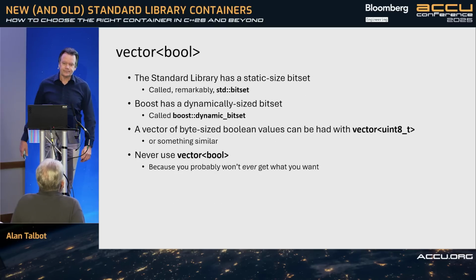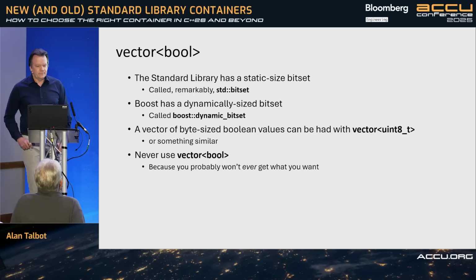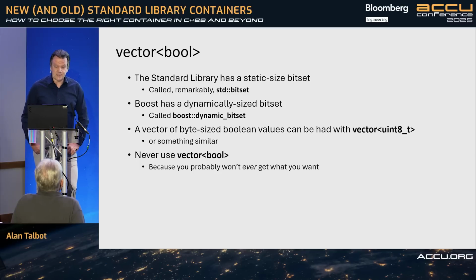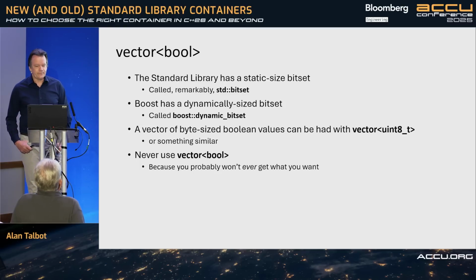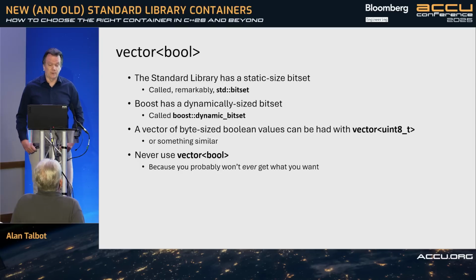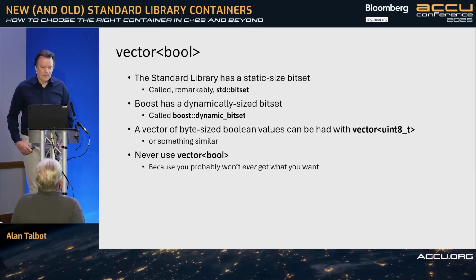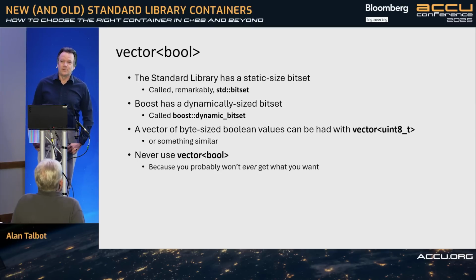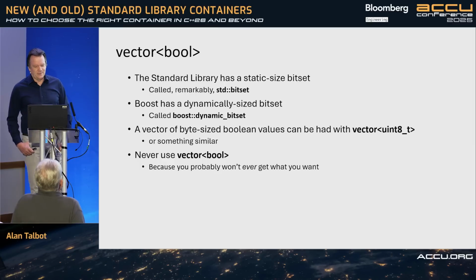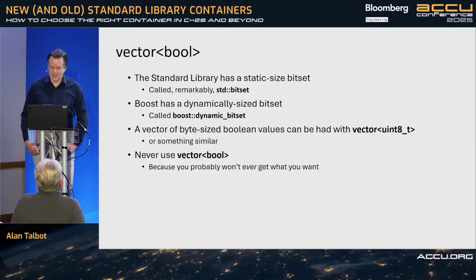So what do you do? Well, the standard library has a bit set, and it's called, amazingly, standard bit set. It's a static bit set, however. If you want a dynamic one, Boost has one called dynamic bit set. If you really want a vector of Boolean bytes, you can do something like this, uint8 or whatever you want to put there. Just don't use bool, because you probably won't ever get what you want, never mind always.